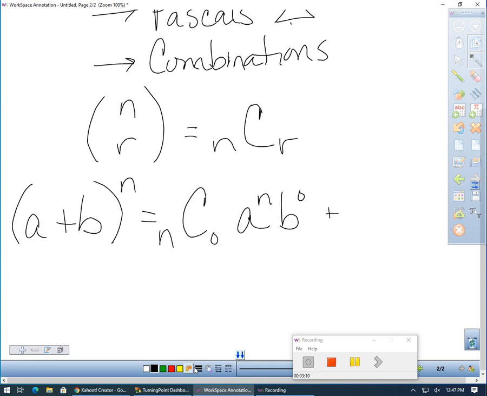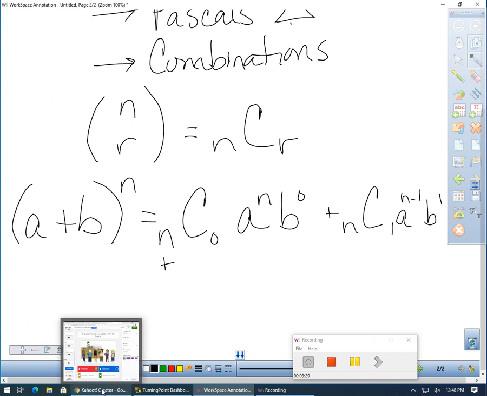Plus. Then we're going to do nC1. Now, a is going to go down 1, and b is going to go up 1. Plus. Okay. This is a long one. I've got to try and figure, like, n minus 1. Yeah, n minus 1 on a. So a is going to start with the total number to begin with, and it's going to count down. b is going to start at 0 and count up.